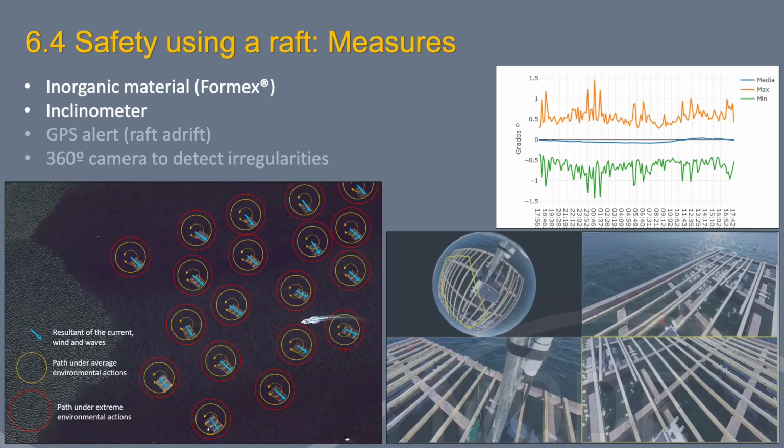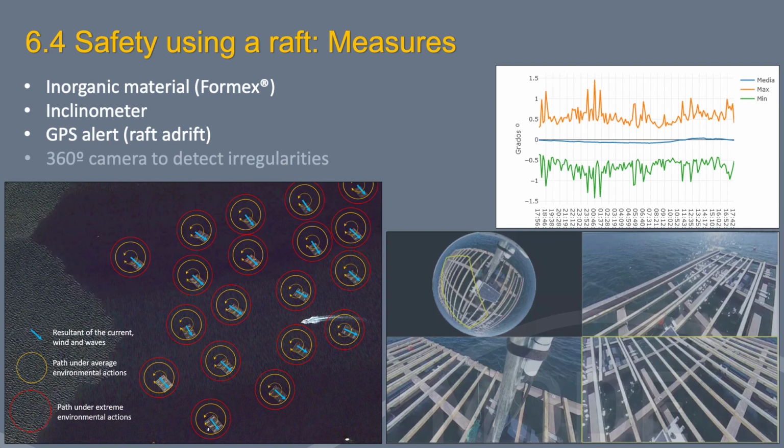We can install also a GPS alert that sends us a message, for example, if the raft goes adrift, if it is in a region that it is not supposed to be, if it is adequately moored. This is an alert that will tell us that the raft has gone adrift.